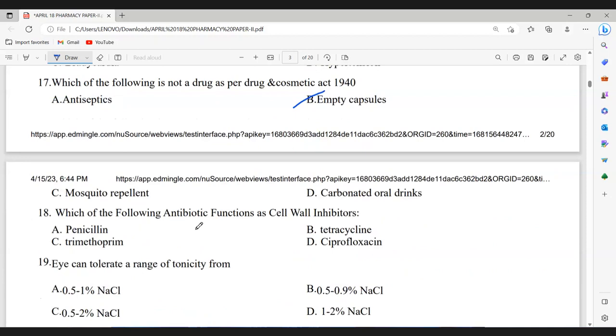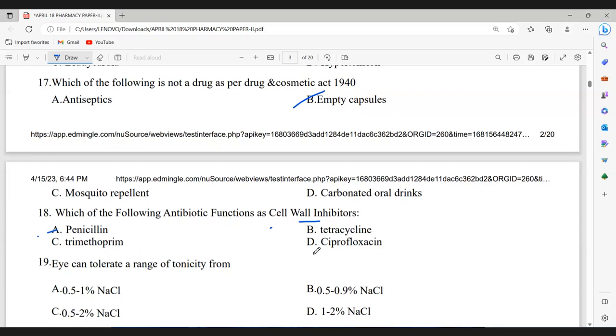18th, which of the following antibiotic functions as cell wall inhibitor, that is penicillins. We will say one point for each option, note it down. Penicillin is a cell wall inhibitor, it is correct, but note about the others. Tetracyclines inhibit protein synthesis. Then trimethoprim blocks the reduction of dihydrofolate to tetrahydrofolate.